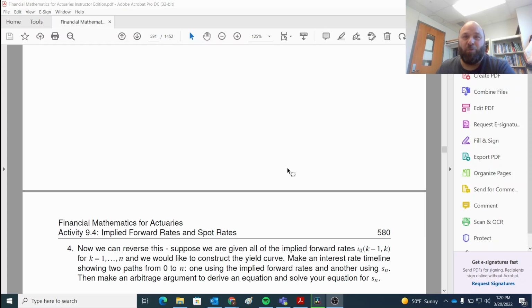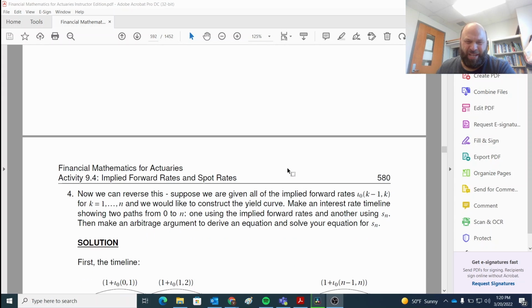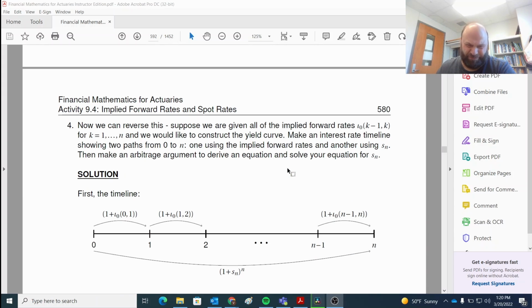So as before, we're going to make an interest rate timeline, and that's going to give us our equation. So given n, for example, with the forward rates, this is the current forward rate, then the forward rate from years 1 to 2, years 2 to 3, and so on, up to years n minus 1 to n, or periods instead of years. You all know the drill.